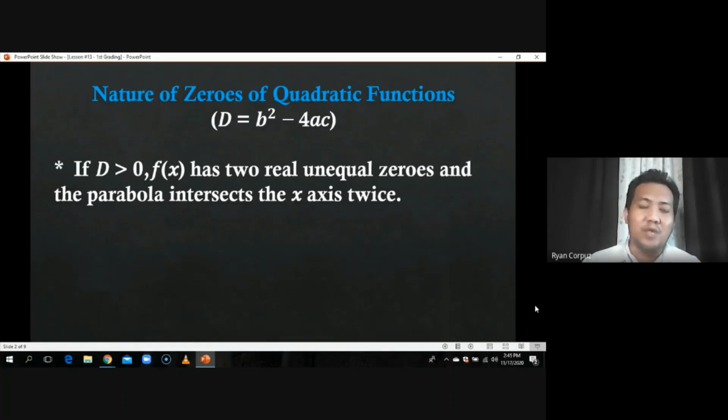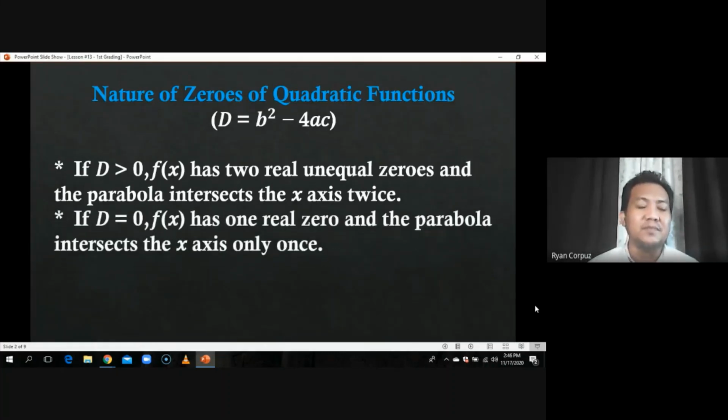So it means to say that when you graph the quadratic function using a Cartesian plane, you will find out that it will intersect the x-axis twice. So, ibig sabihin, kung meron kang graph mo na parabola, magi-intersect yun sa x-axis ng dalawang beses. So, that is only if your discriminant is greater than 0 or a positive number.